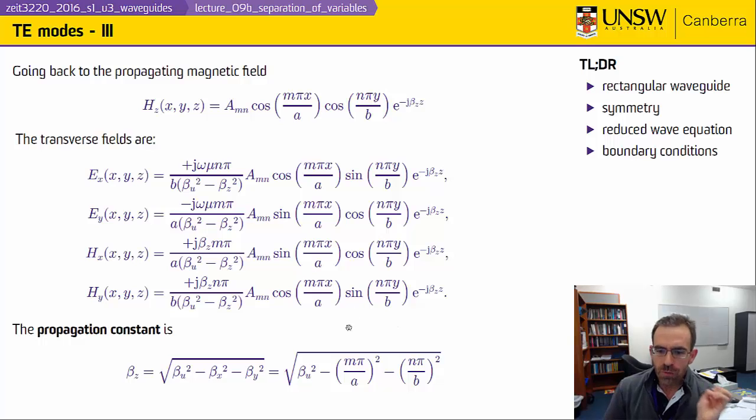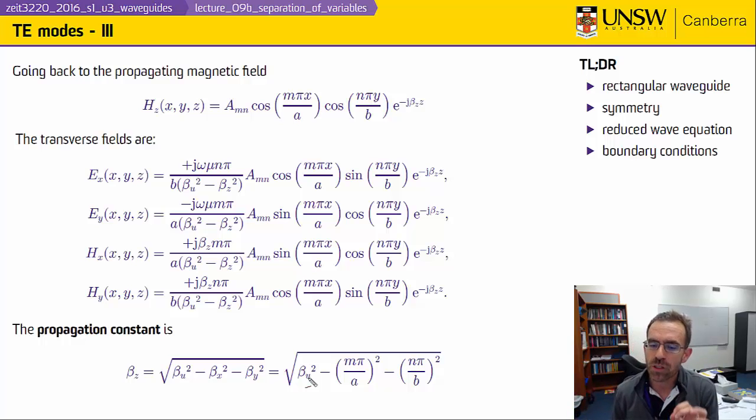Now, we solved for beta x and beta y, and you'll hopefully recall that when we were looking at the Helmholtz equation, we had this condition: beta x squared plus beta y squared plus beta z squared was equal to omega squared mu epsilon. I've now just flipped this around. Since we know what beta x and beta y have to be, we can now solve for the propagation constant. And the propagation constant takes this form. It's equal to the wave number for plane wave propagation in an unbounded medium minus m pi over a squared minus n pi over b squared.